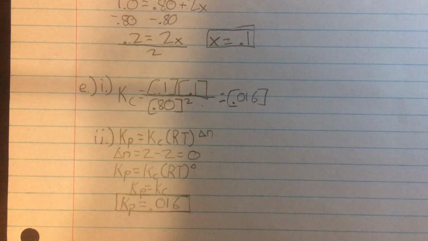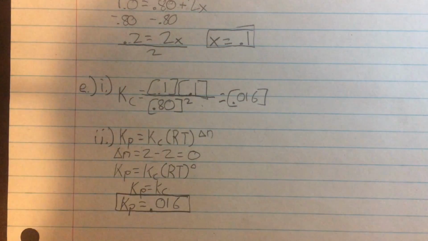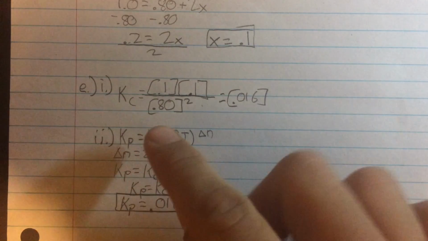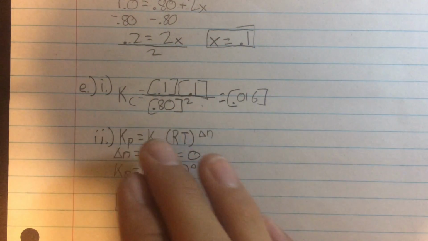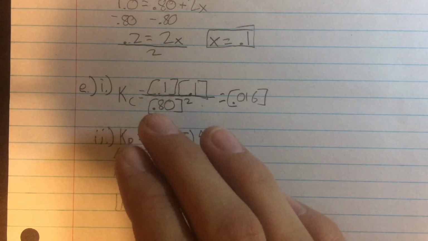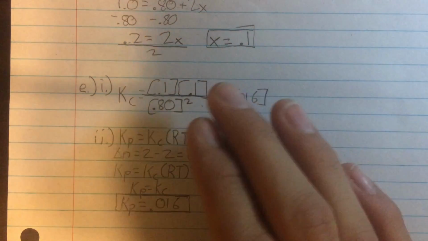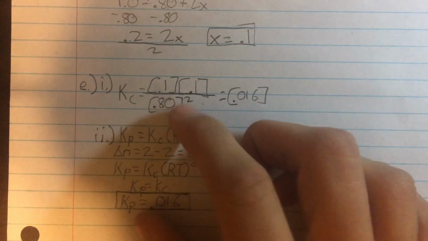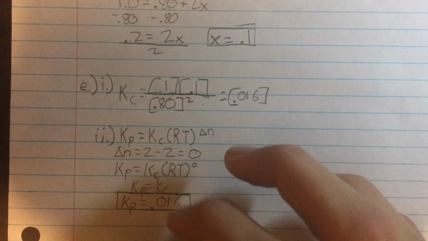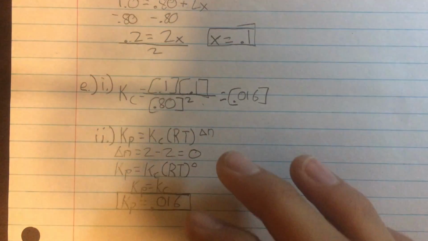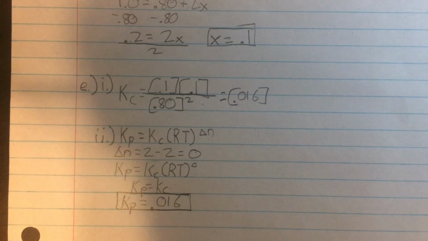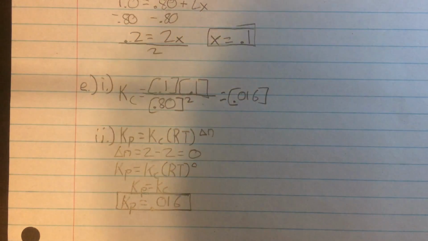So for part E, section 1, we're asked to calculate the value of the following equilibrium constants at 700 K. The first one is Kc, so we would do this kind of setup where we have the concentration of the products over the reactants. So we have 0.1 for H2 and 0.1 for I2 over 0.80 to the second power, because that's the coefficient. That'll give us 0.016.